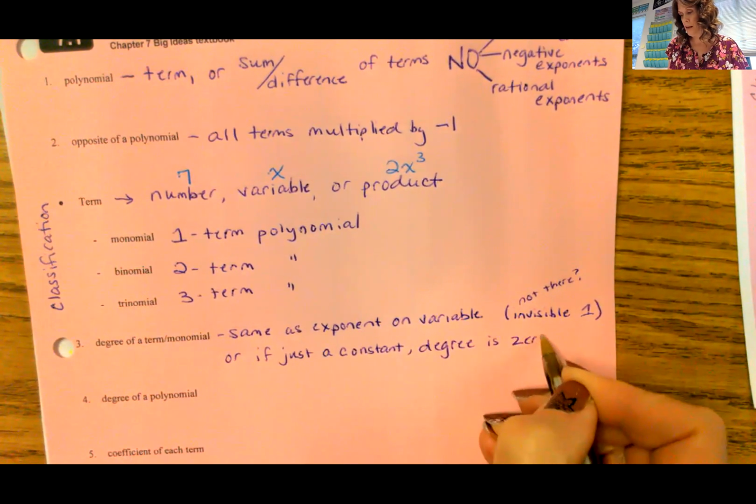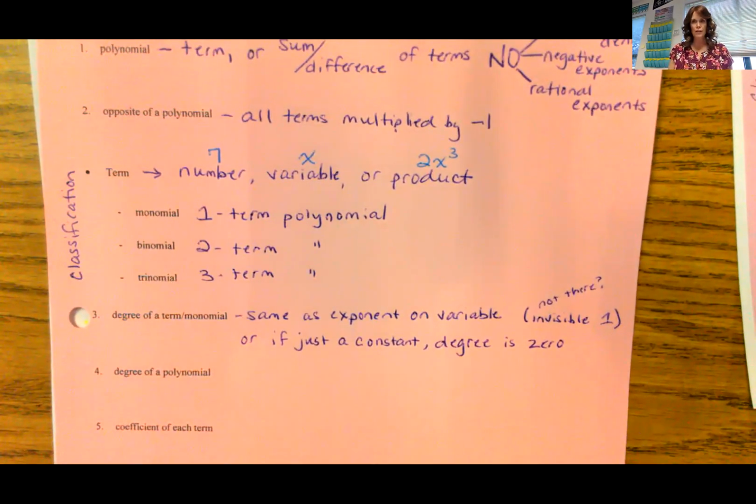Now, that does not mean that that constant number has an exponent of 0. Anything with an exponent of 0 is 1, right? Its degree is 0 if it's just a number. Degree is the exponent if it's a variable, okay?